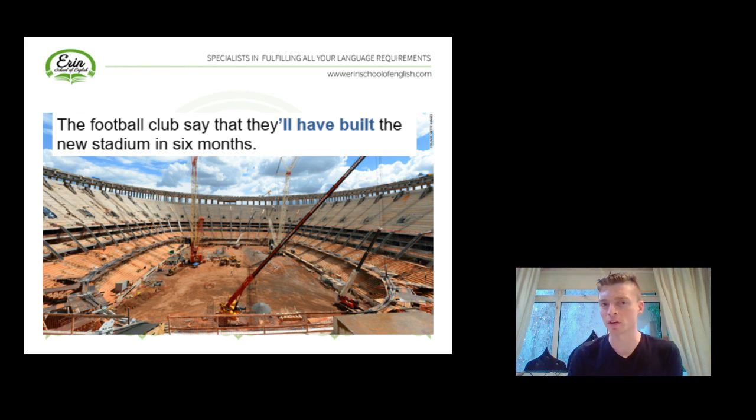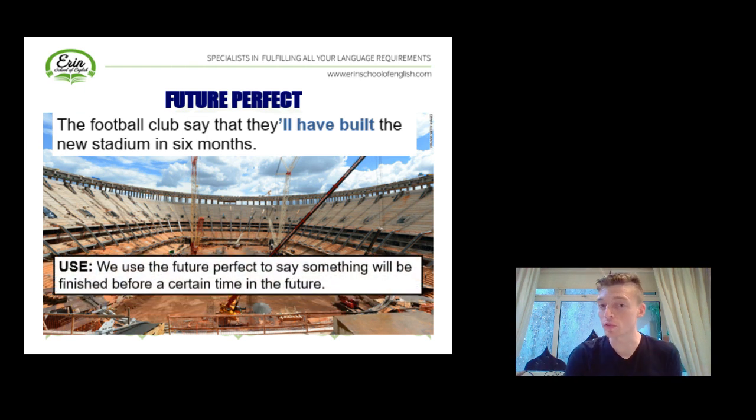So what are we doing here with this sentence? What we're communicating is that this action, in this case the stadium being built, will be complete in 6 months in the future. And that's what the future perfect is. We use the future perfect to say that something will be finished before a certain time in the future.